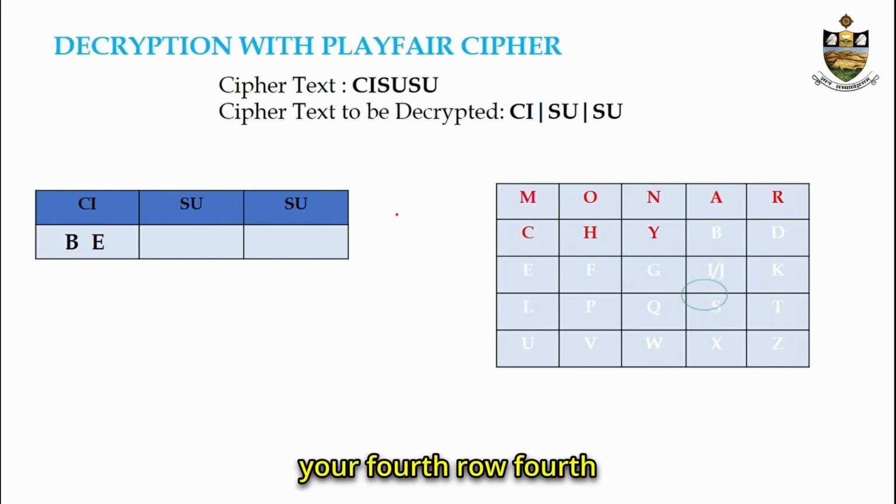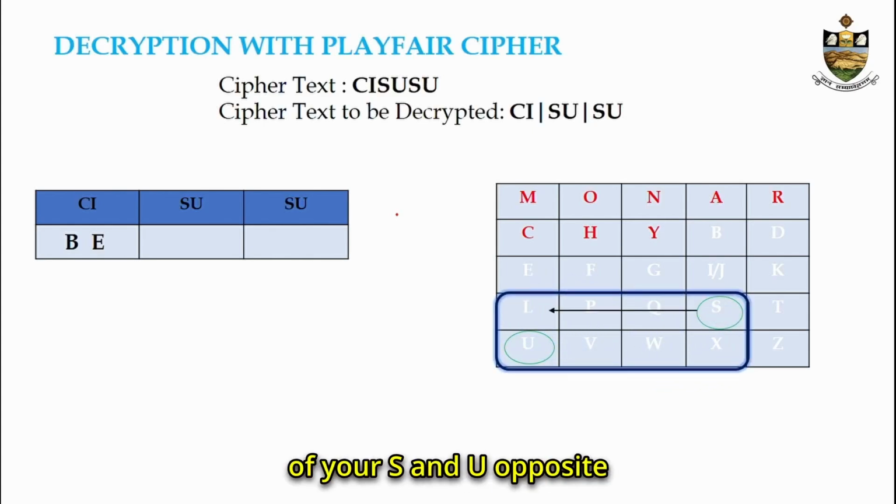So from your fourth row, fourth column, U can also be identified by the fifth row, first column, and is not in the same row. So that's why you draw the rectangular box. S's opposite character is L. So L is the replacement of your S, and U's opposite character is X. So X is identified. X is also the replacement of your U.